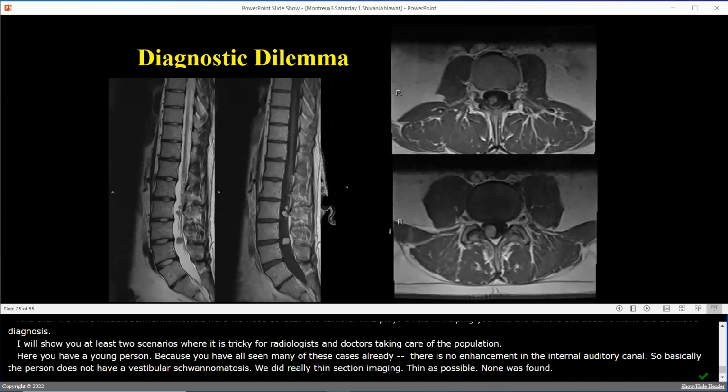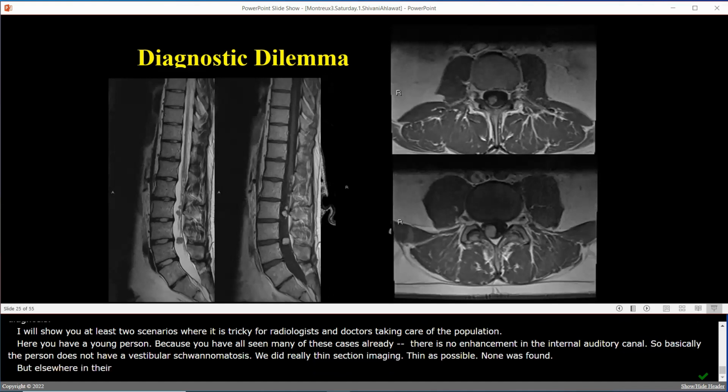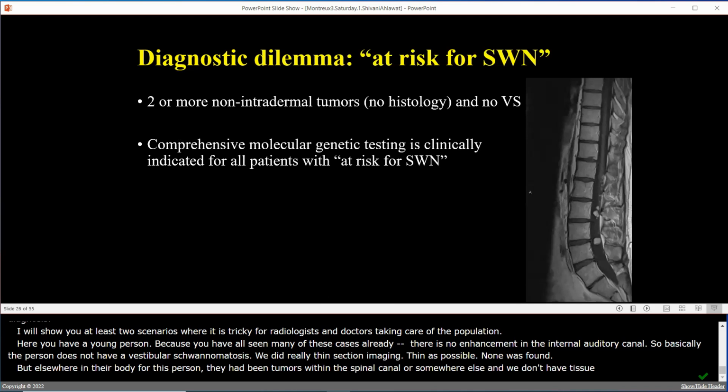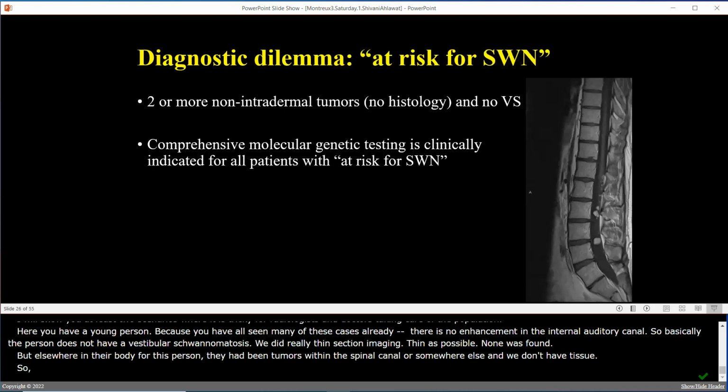But elsewhere in their body, this person had many tumors within their spinal canal or somewhere else, and we don't have tissue. So basically, this person has many tumors. Some of them look like schwannomas, no vestibular schwannoma, and no tissue. What should we do there?